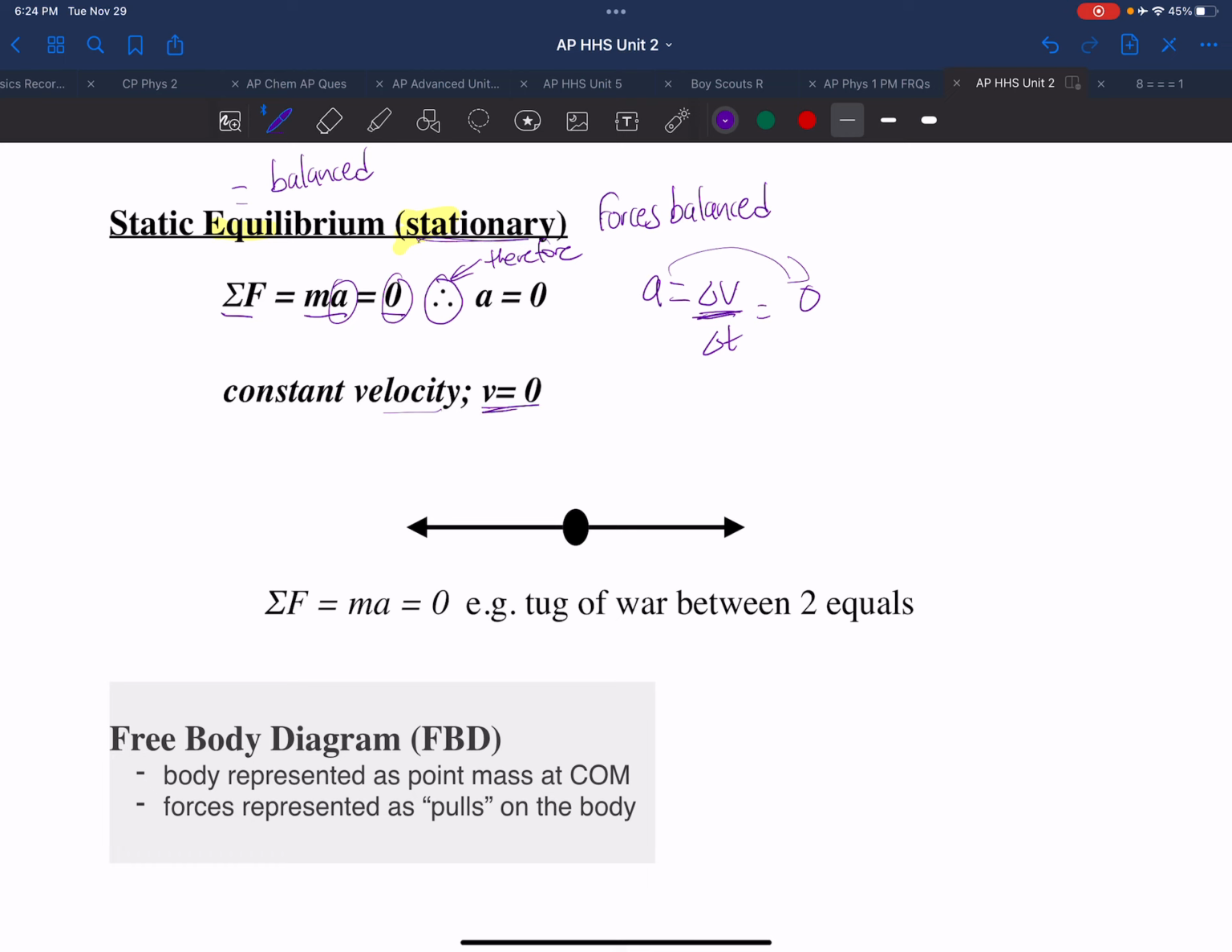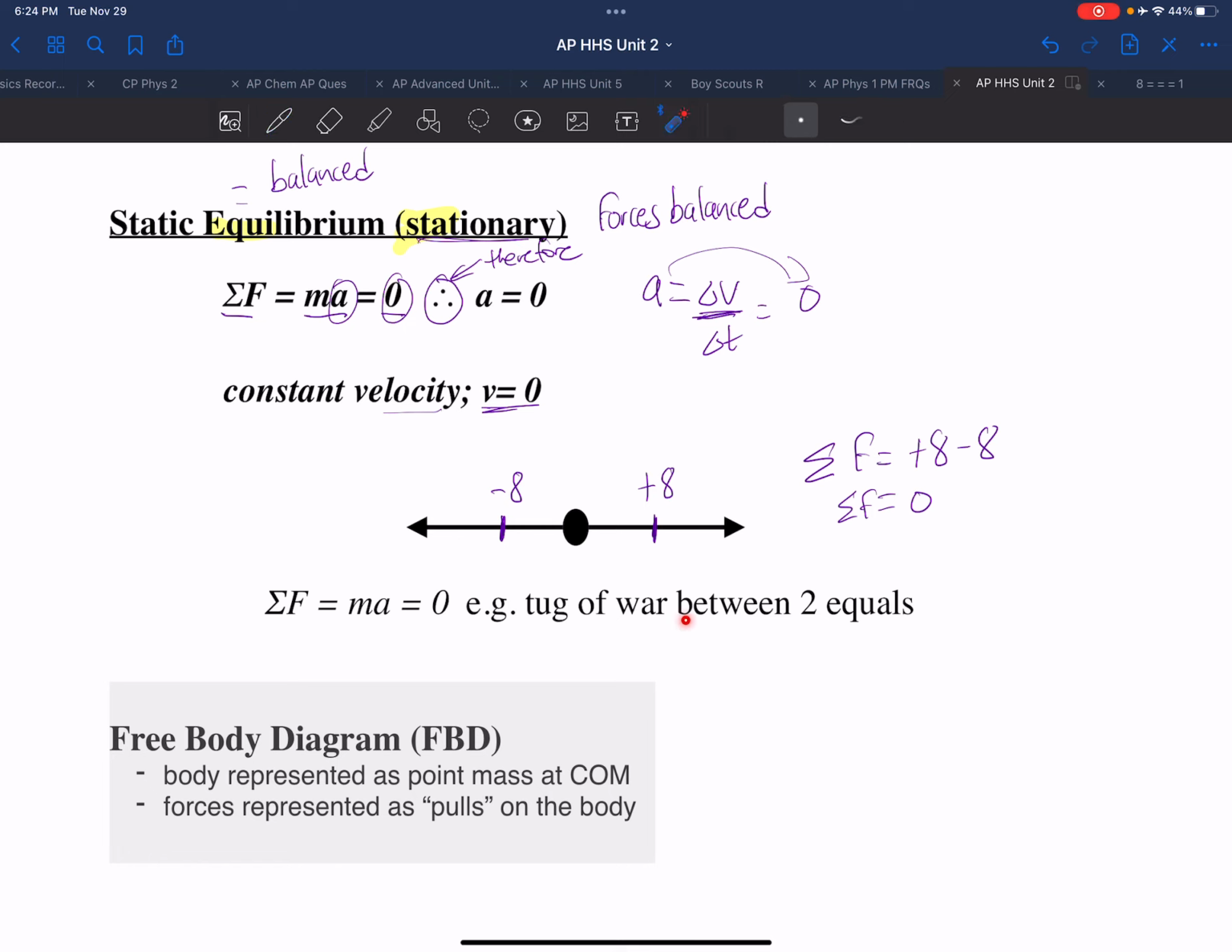And when we look at the forces, whatever they might be, say force 1 and force 2, they are equal and opposite to each other. For example, plus 8 and minus 8. The sum of the forces is plus 8 minus 8, and therefore the sum of the forces is 0. So the sum of the forces equals ma equals 0.